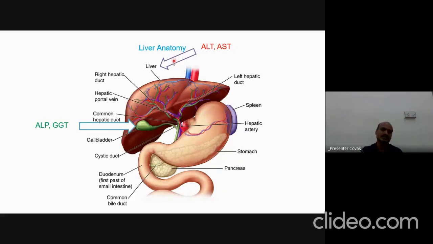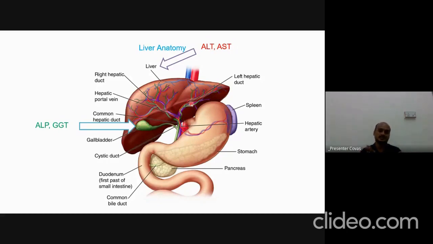Next, we have the liver. Whenever we say liver, we have to think of ALT and AST, alanine transaminase and aspartate transaminase. These are the metabolic functions of the liver. We have one amino acid and it has to be transaminated; we will see it. These are the enzymes mainly present in the liver. Next we have ALP and GGT. ALP, alkaline phosphatase, and gamma glutamyl transferase are present in the gallbladder.